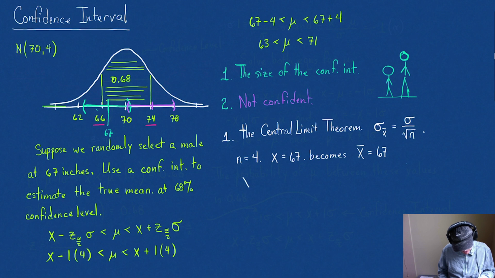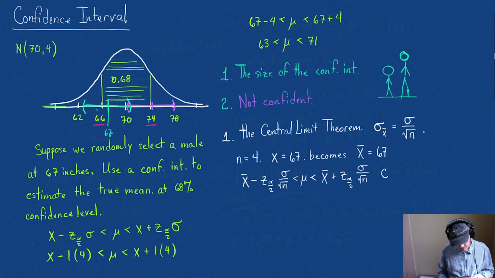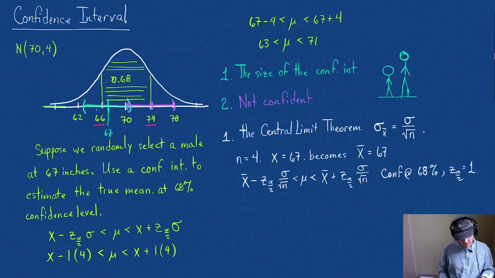Well, what does that change? That changes my formula now in two things. We have an x bar, and we're still going to use our z as 1, but I'll write the formal equation, z alpha over 2. And now we're going to replace just a sigma with a sigma over the square root of n and see how this changes it. So that's going to be mu less than x bar plus z alpha over 2 times sigma over the square root of n. And we still are at 68% confidence. So because of that, z alpha over 2 is still going to be the 1. Okay, so let's plug this in.